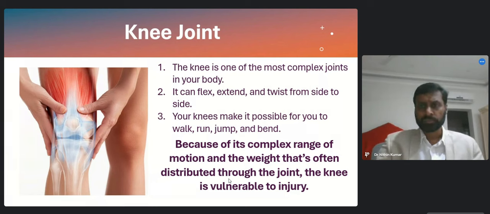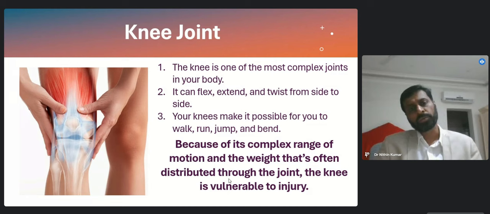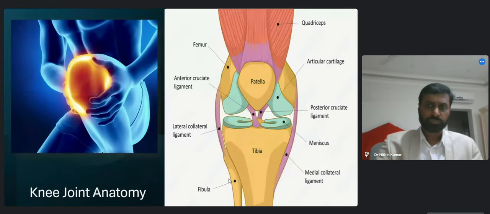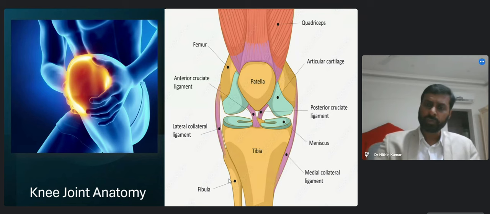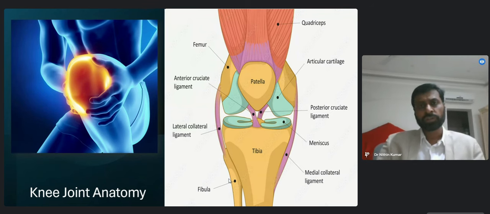It's made up of three bones. I'll come to that. And it can move in one plane, front and back, and you can also twist the joint in various directions. This flexibility itself makes it more prone to injuries. So the knee joint is made of three bones. One is your thigh bone, called the femur. One is your shin bone, called the tibia. And then you have a small kneecap in the front of your knee, called the patella.